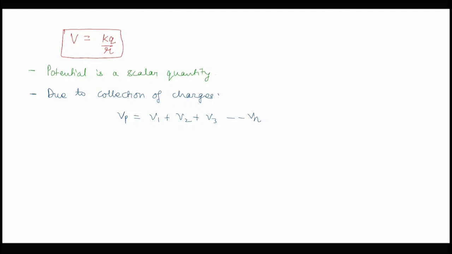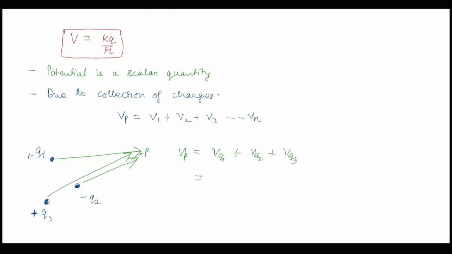For example, if we consider that there are three charges, plus q1, minus q2 and plus q3, present in a system, then with respect to these charges we can define potential at a point P as potential due to q1, plus potential due to q2, plus potential due to q3, and it can be written as kq1 by r1 minus kq2 by r2 plus kq3 by r3, where r1, r2 and r3 are the separations between the positions of the charges and the point P respectively.